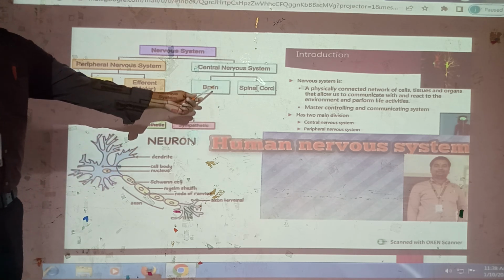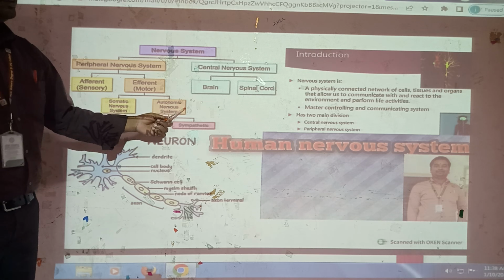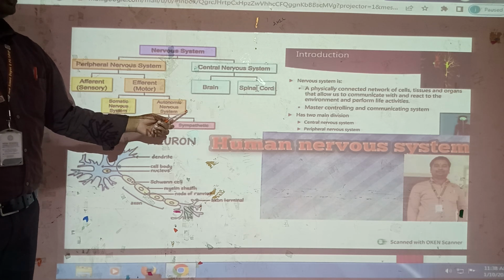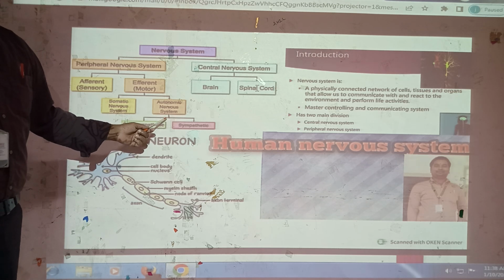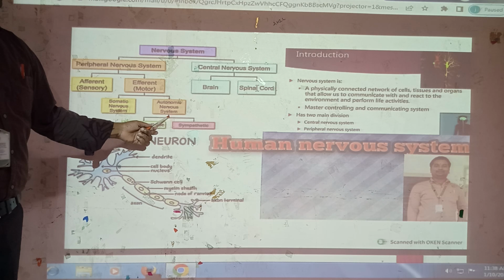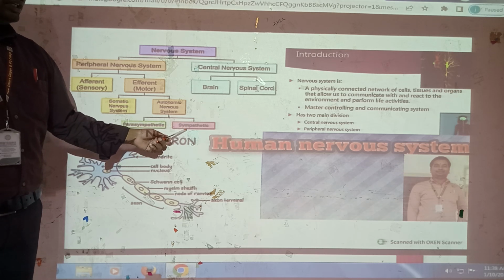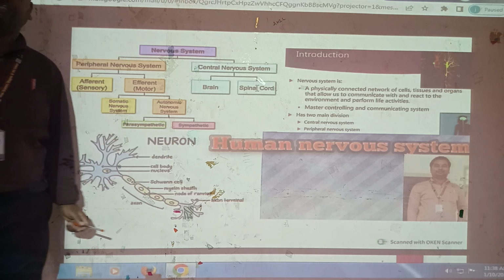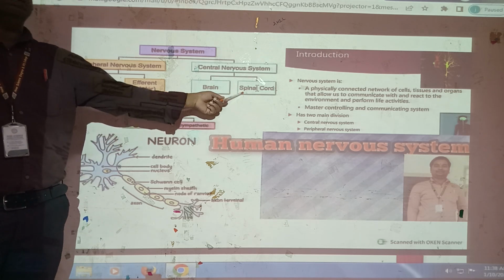The nervous system is a physically connected network of cells, tissues and organs that allows us to communicate with and react to the environment and perform life activities. It consists of three parts: the central nervous system, the peripheral nervous system, and the autonomic nervous system. The central nervous system is the brain and spinal cord.